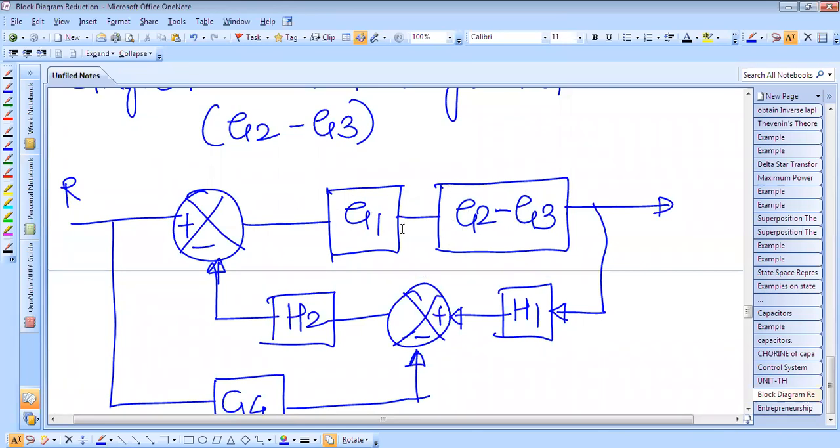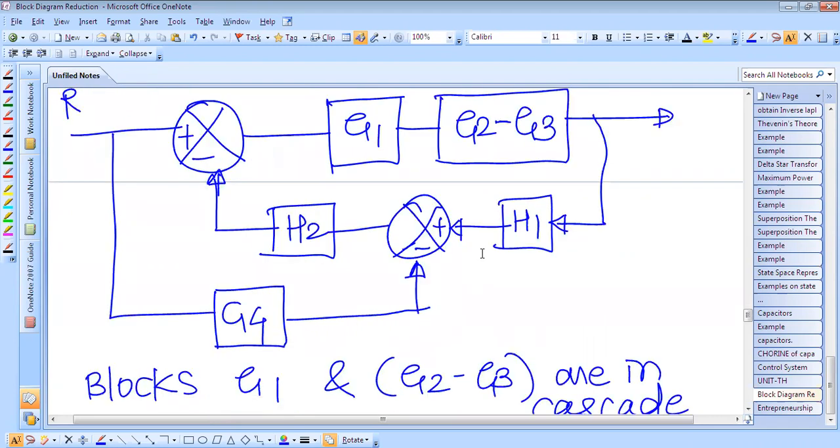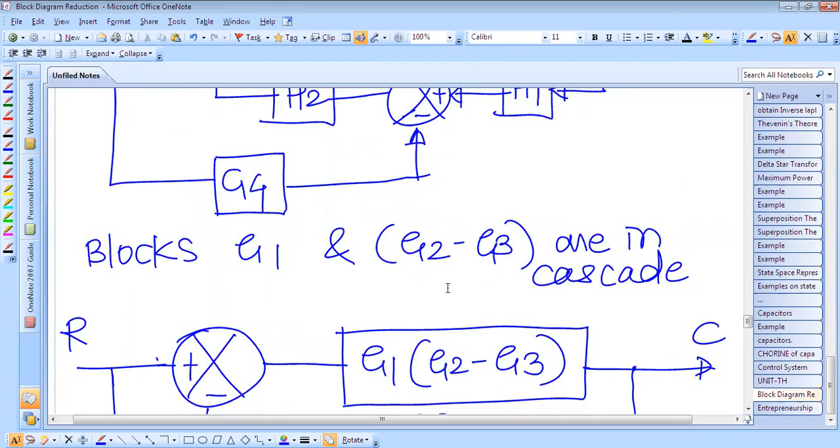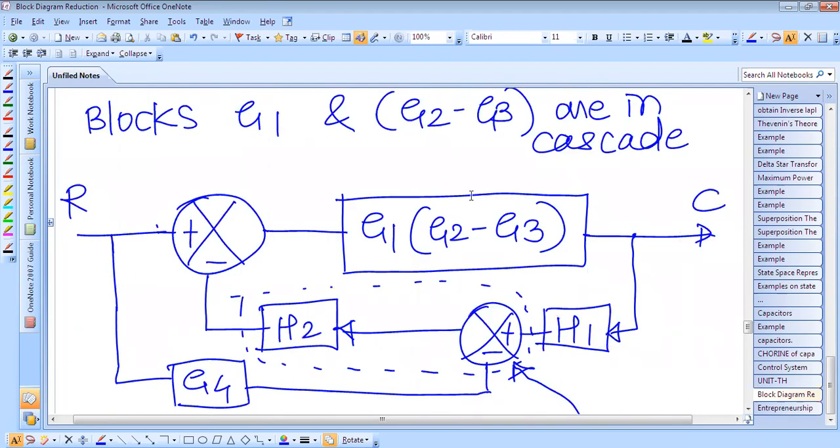Now these two blocks are in cascade. When two blocks are in cascade, we can represent them in one block, and the gain of that block will be the product of the individual blocks. So this is G1 into G2 minus G3. They are in cascade, and therefore we have written it like this. Our block diagram will be reduced to G1 into G2 minus G3, just the product of the individual blocks, reduced to one block.